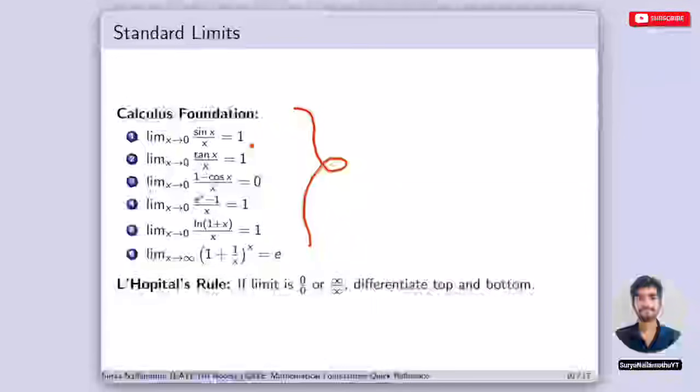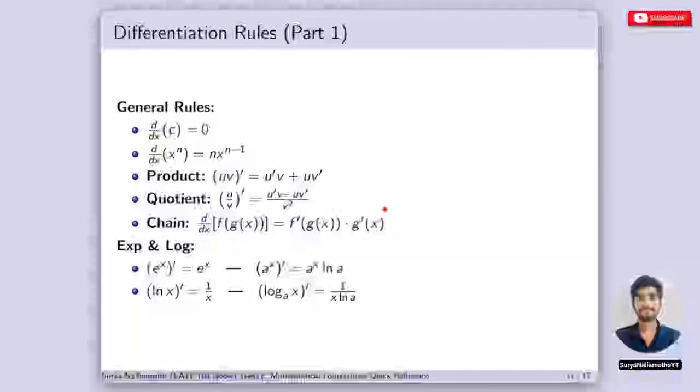Limit of x tends to 0, 1 minus cos x by x is equal to 0. These formulas are very important. You need to remember these things very well. There is a chance that a question will definitely come based on these formulas. And next, these are the differentiation rules.